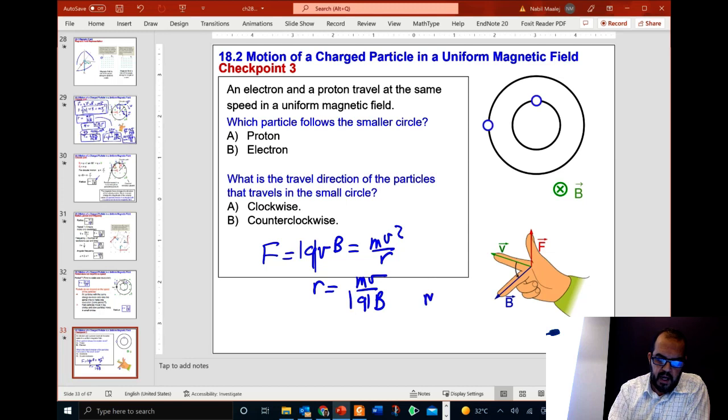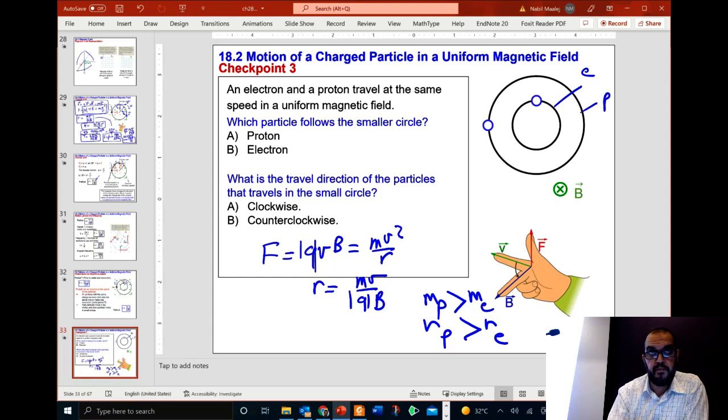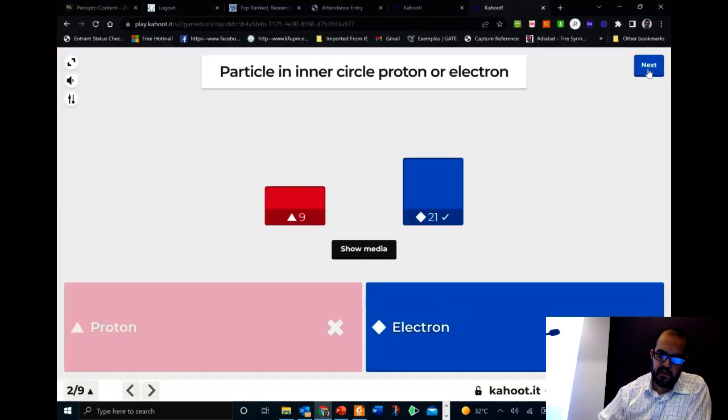We know the mass of the proton is much larger. It's almost 1,000 times the mass of the electron. Hence, the radius of the proton path is larger than the radius of the electron path. So, this is an electron and this is a proton. Correct? Okay. Next question. Let's go back to the Kahoot.